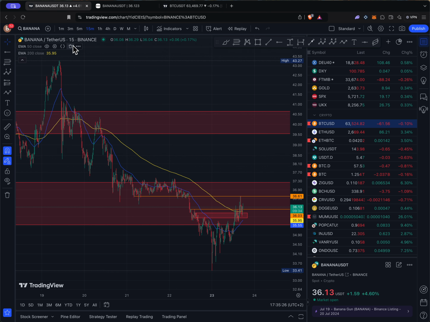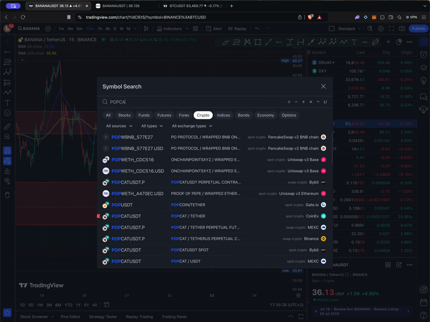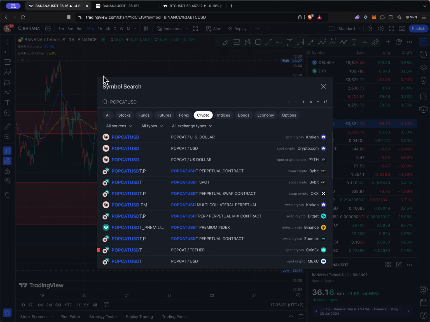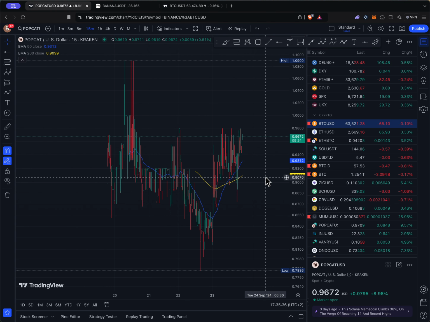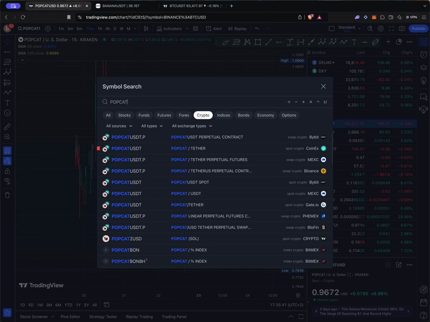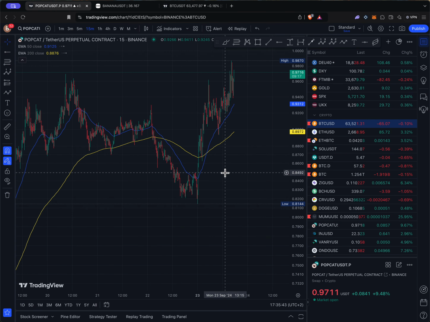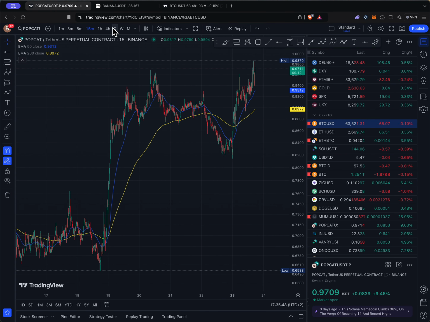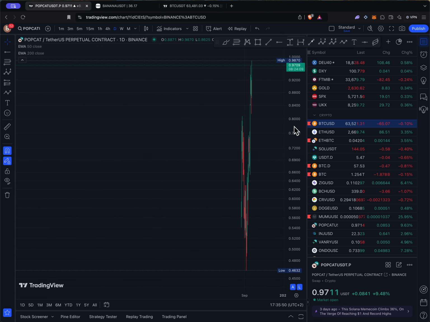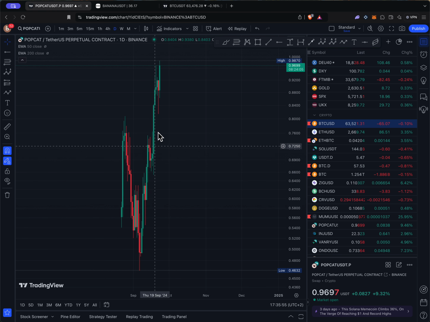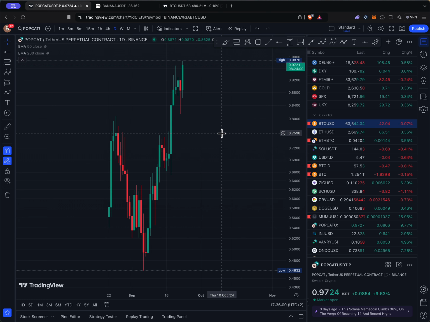Let's see Popcat now. This is way too young. All right, this one is good. So Popcat is going towards all-time high. This is the daily chart and it's up only. 1, 2, 3, wow. This is going for the fourth leg up. Wow, it's really interesting.